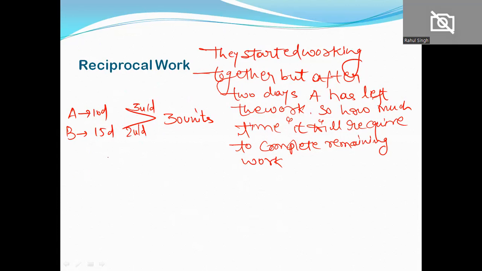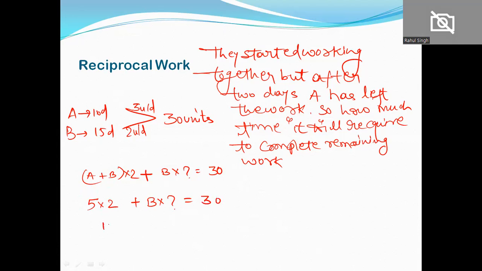Now together they started, but after 2 days A has left. So for the first 2 days, A and B both worked, and then the remaining job has been done by B in some number of days, and so the entire work gets completed. Alright, so A and B work for 2 days. We know A will put up 3 units and B will put up 2 units in 1 day. So 5 units in 1 day, so 10 units in 2 days. So now how many days will B work?